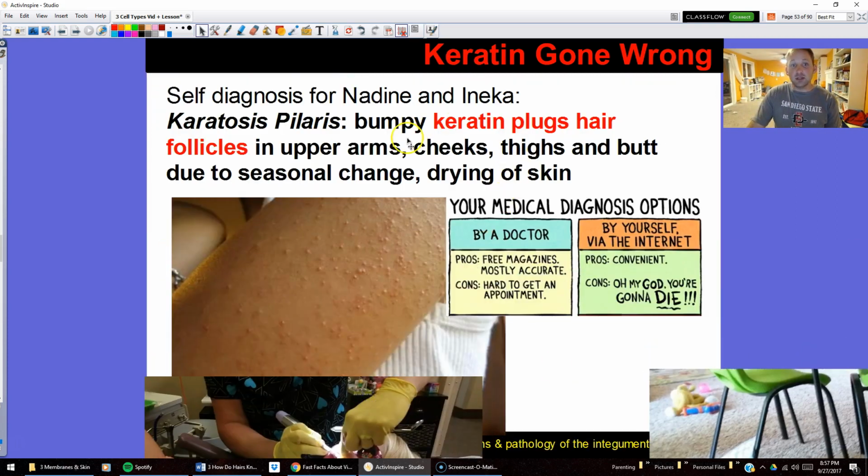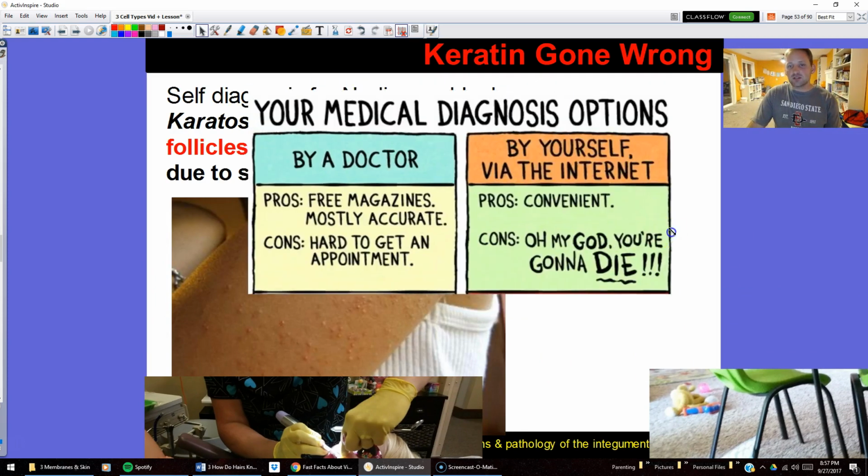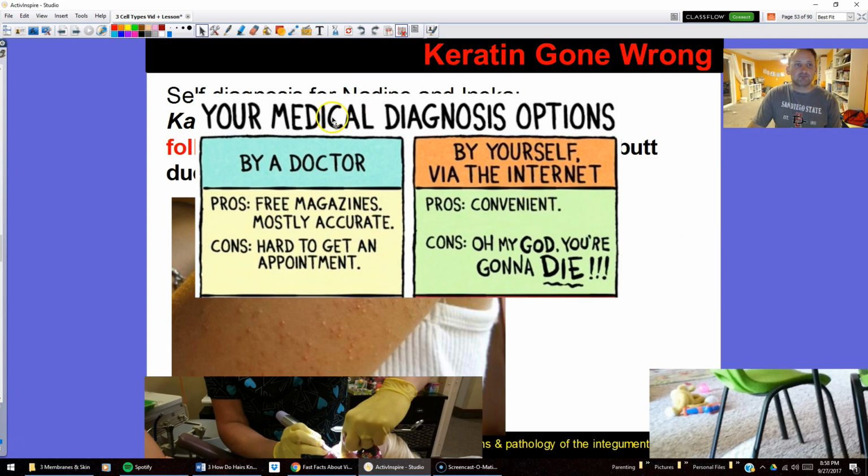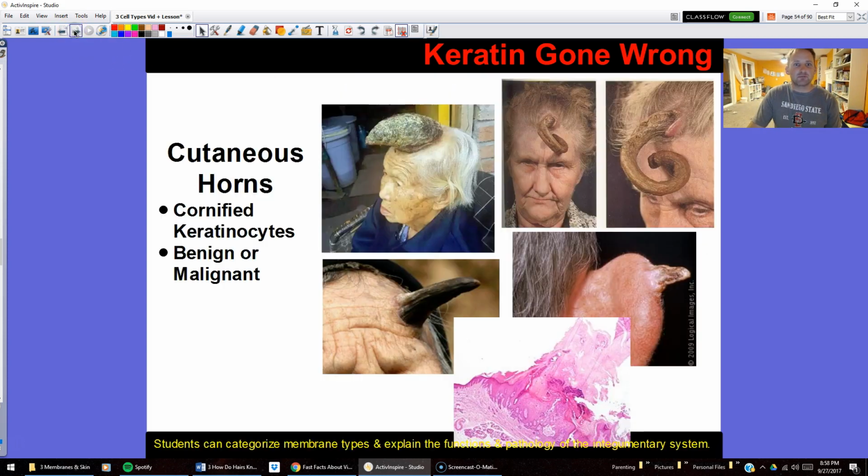But she has, I believe, keratosis pilaris. I'm self-diagnosing her. Is that bad? How about we talk about that in class?